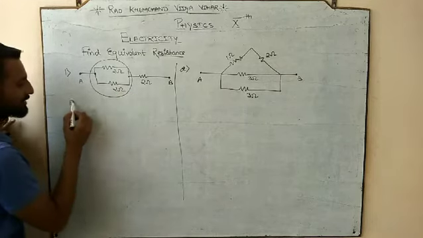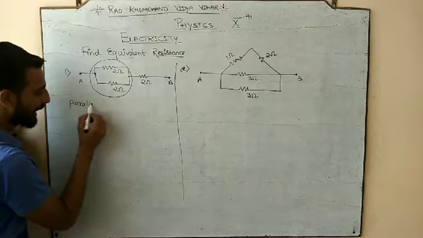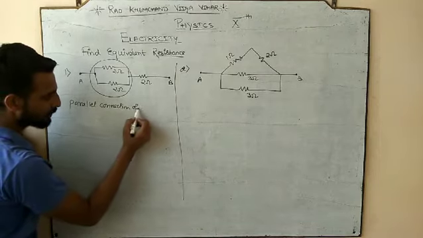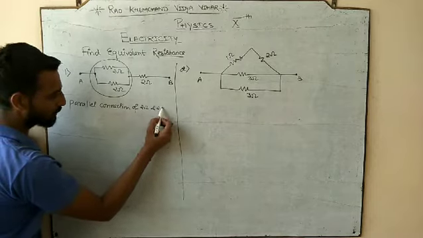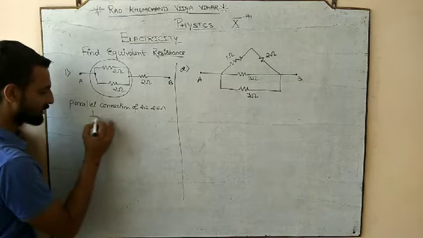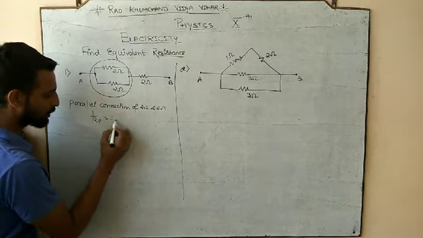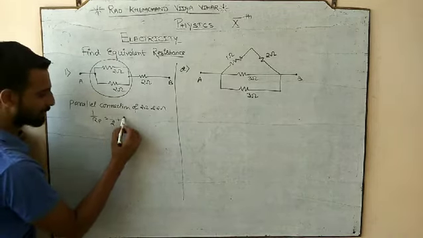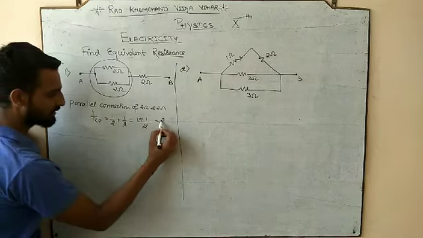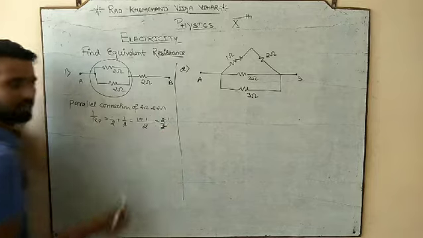So first of all, we will study the parallel connection of 2 ohm and 2 ohm. So you have to do the parallel connection. So what is the result of parallel connection? 1 by Rp is equal to 1 by R1 plus 1 by R2. LCM is 2, 1 plus 1, it is 2 by 2, 1.